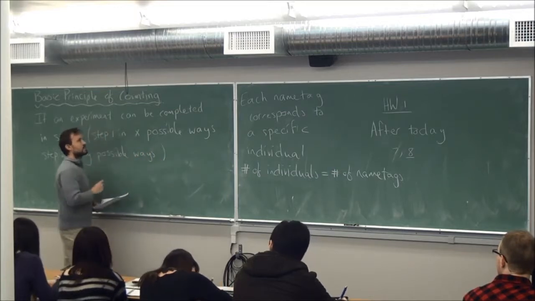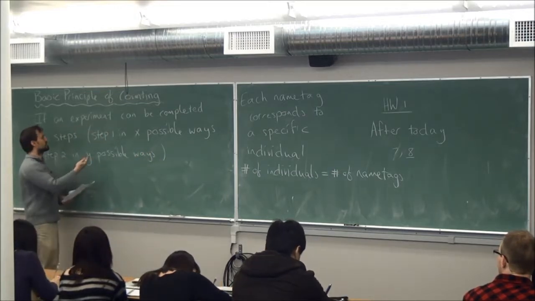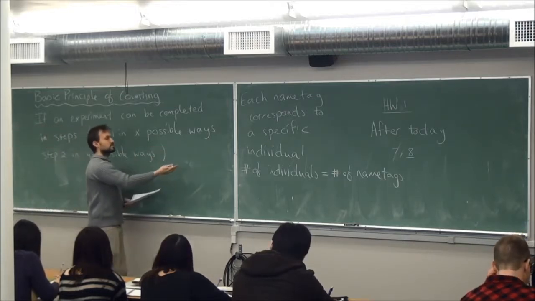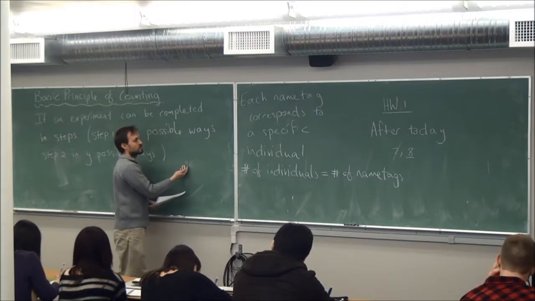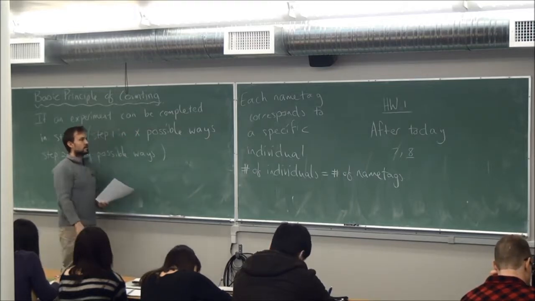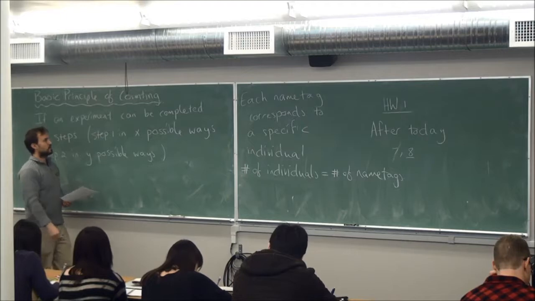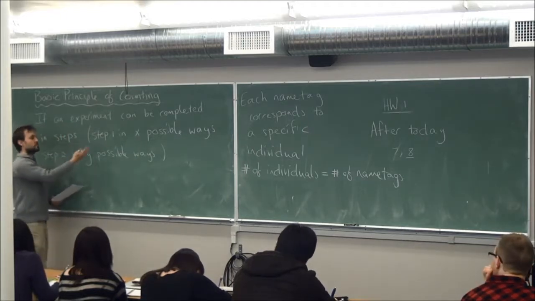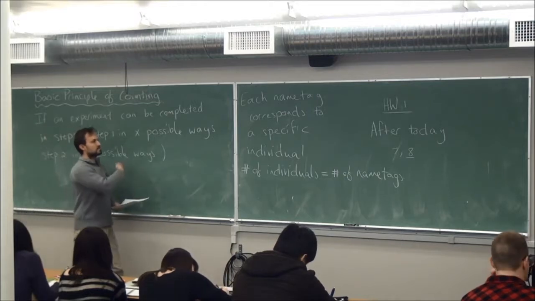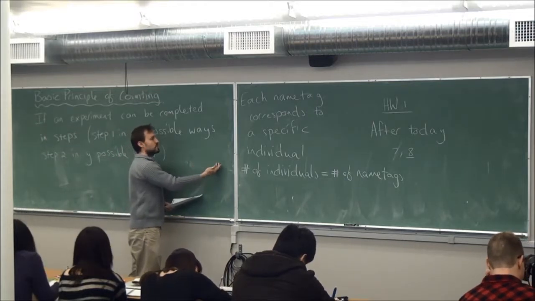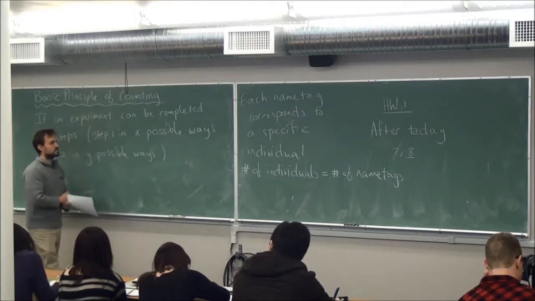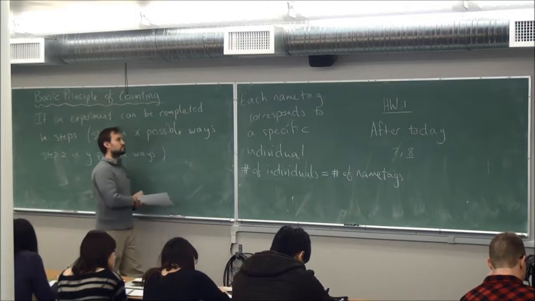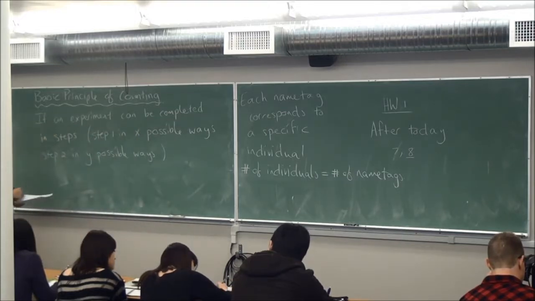So my experiment is broken up into 2 steps. Step 1 can be completed in a certain number of ways. Step 1 in our example was the type in my name tag, and I can do that in 3 possible ways. Step 2 can be completed in a different number of possible ways. It's something else, choosing the country. That was completed in 4 different ways, 4 different countries I can put in. So it could be a different number.